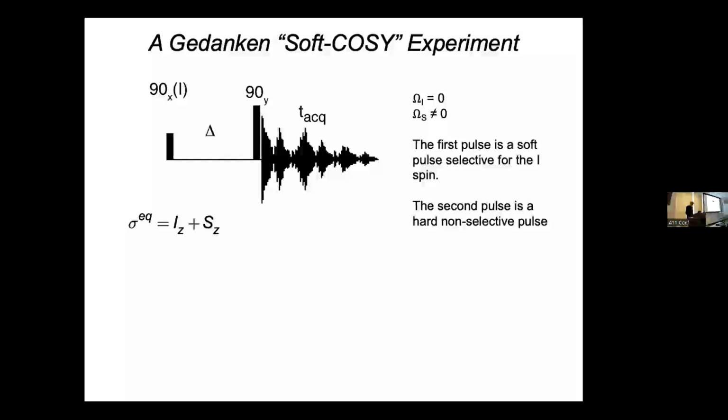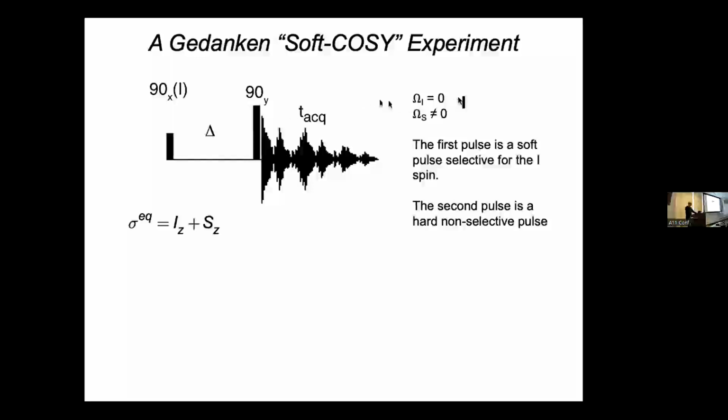I'm going to just probably in the next 5 minutes go through this Gedanken experiment that would be called a soft COSY. So I imagine, again, that my first pulse is selective. And here I showed the pulse is selective by putting in parentheses which spin it's selective for. And as a visual hint, I made it this short weak pulse. And then I'm going to have a delay and then a non-selective 90-degree pulse, and then I acquire.